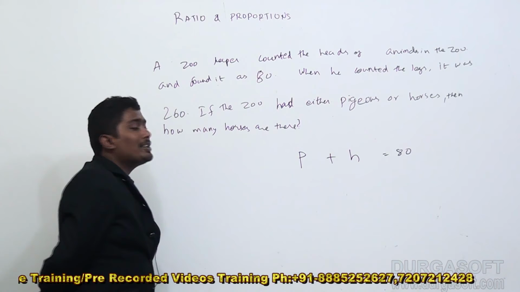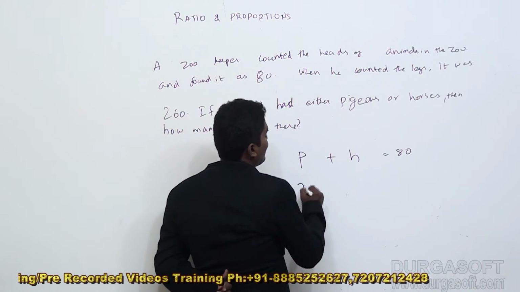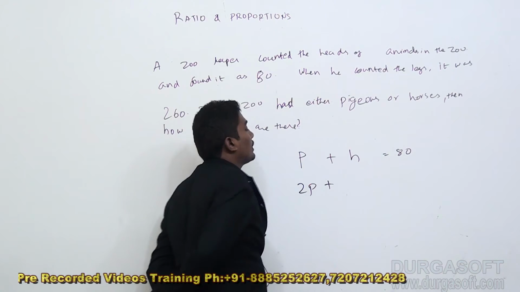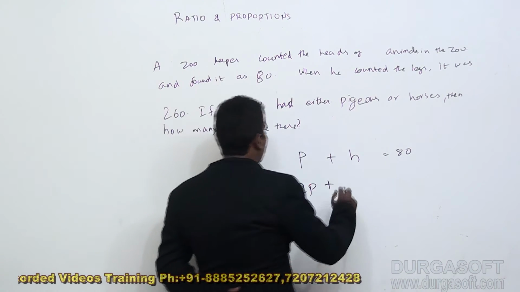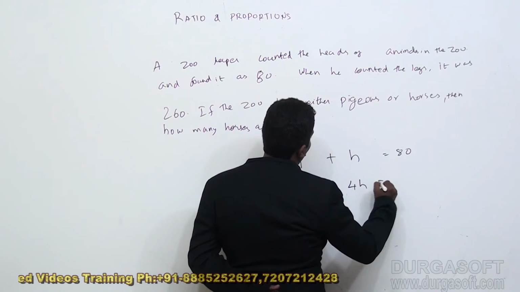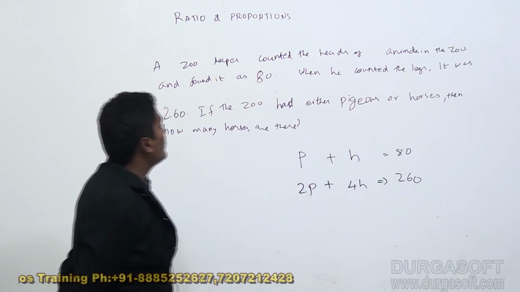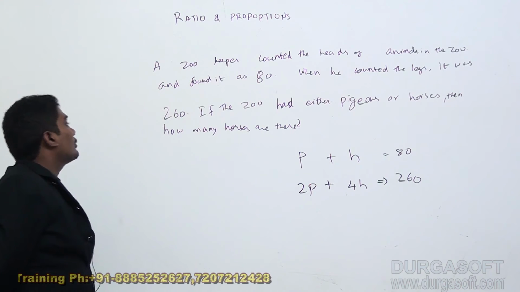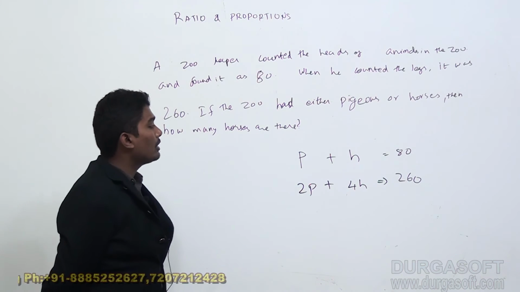I know that every pigeon has got 2 legs. So total number of legs with the pigeons will be 2p plus. Every horse has got 4 legs. So the total number of legs for the horses will be 4h. This sum is given as 260. The question is to find how many horses are there.